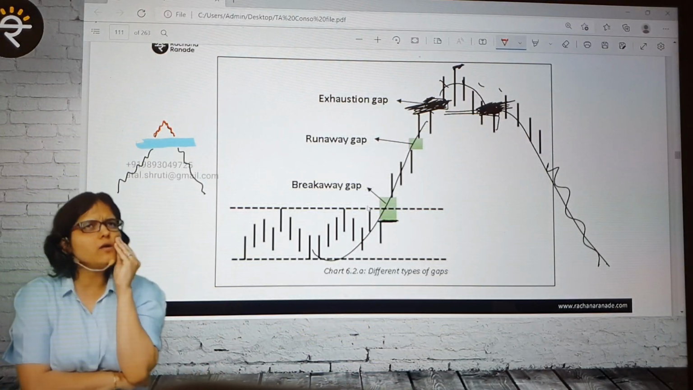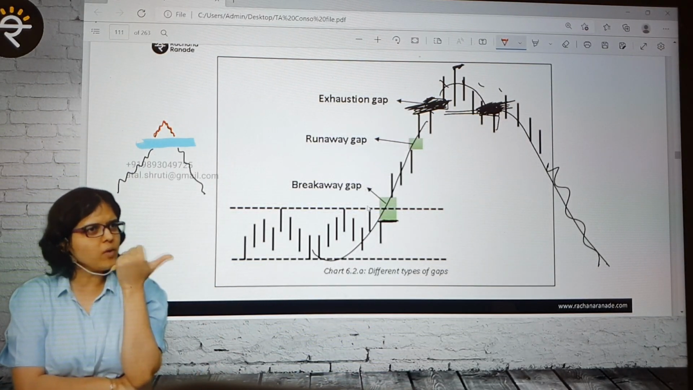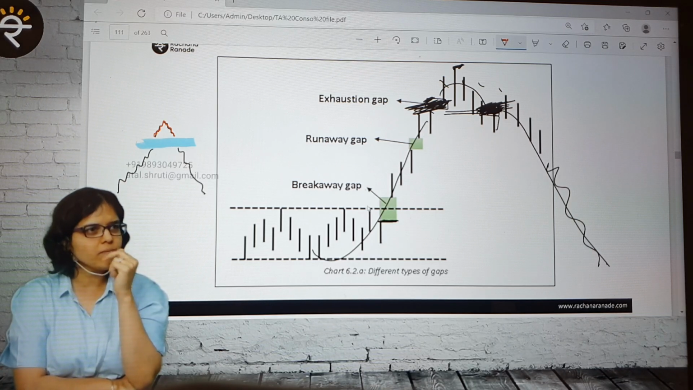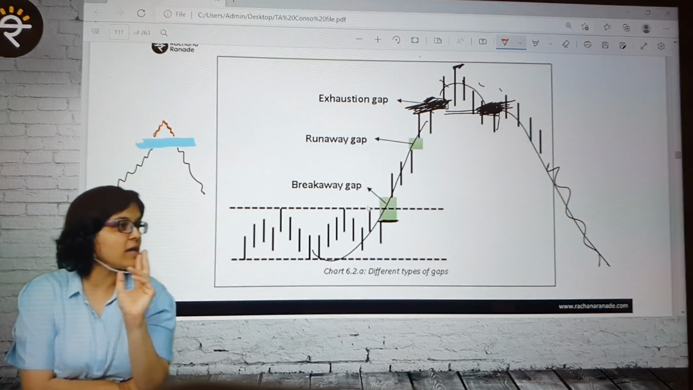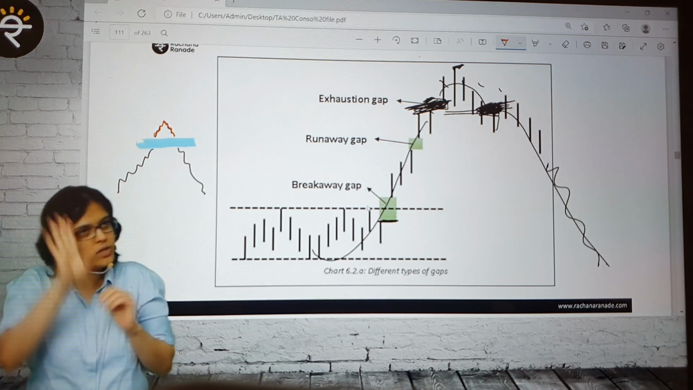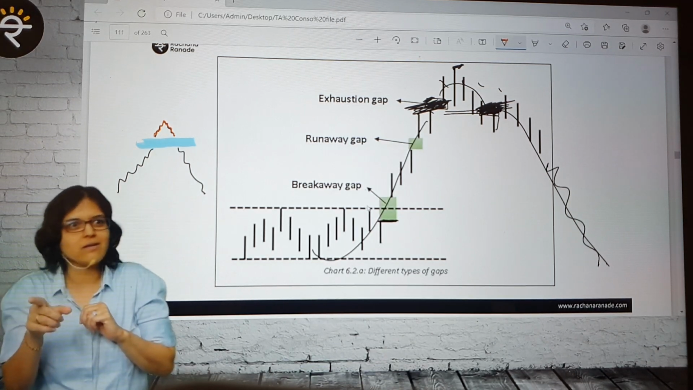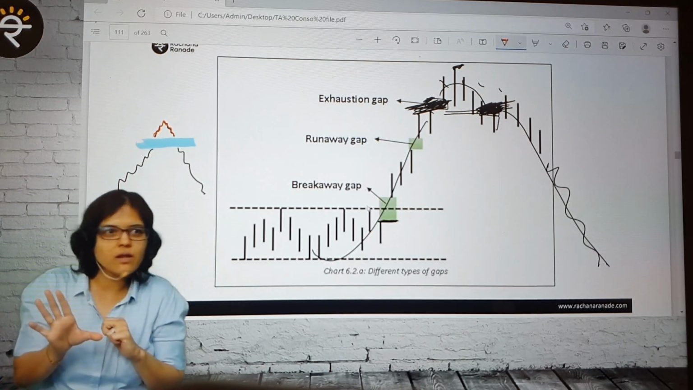Now let me ask you a question. Island top will come ideally at a breakout gap, breakaway gap, continuation gap, or an exhaustion gap? It will ideally come at an exhaustion gap. When will I come to know that it is an exhaustion gap? After some days, once you see that your downward journey has started. Is this absolutely clear? Yes.